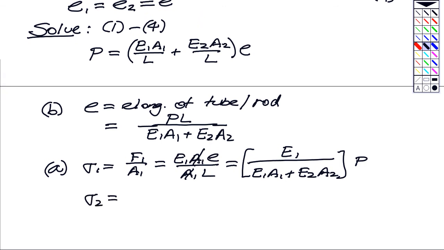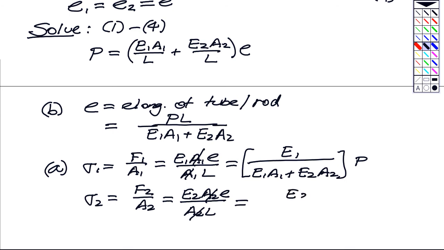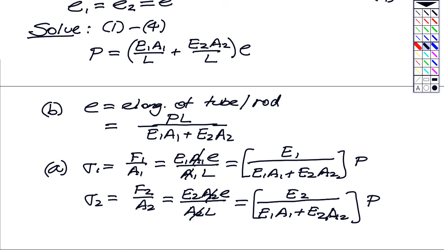Sigma 2, that's F2 divided by A2. So that's equal to E2 A2 e divided by A2 L. A2s will cancel out, so we have a similar looking thing here of just E2 now on the top. So this is the numerical relationship that exists between the two.